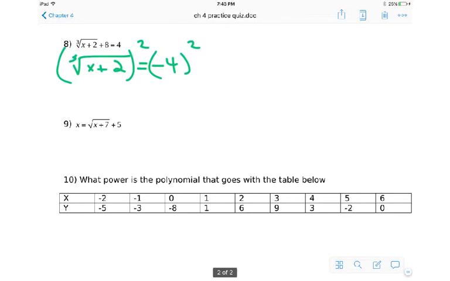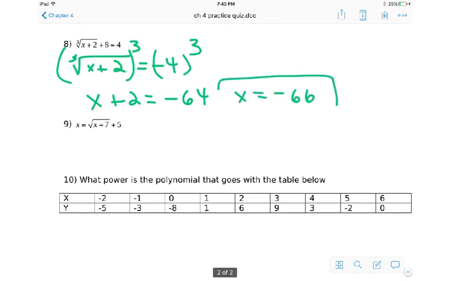Remember, cubes, or any other odd root, can give you negative answers. So now I'm going to cube both sides. And I'm left with x plus 2 is equal to negative 64. So x is equal to negative 66. If you check negative 66, you should get that as the answer.